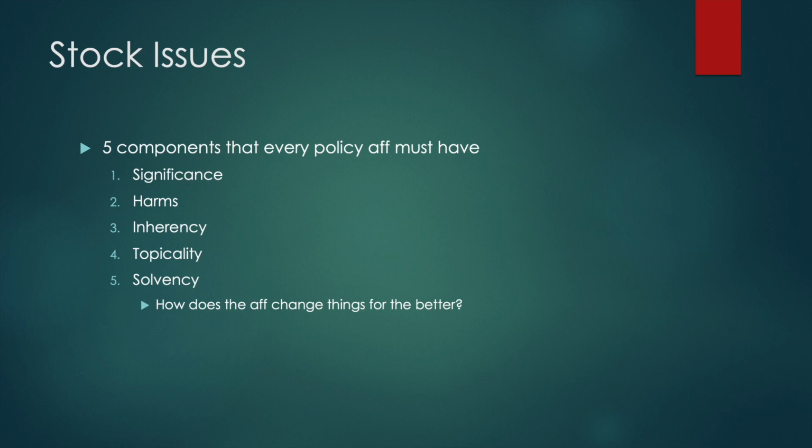And lastly, is solvency. How does the aff change things for the better? What is the thing that the aff does that prevents the harms from occurring? And so these five stock issues are the must-haves, the must-answer questions for all policy affs. And a lot of people remember them by the acronym of what those first letters make up.